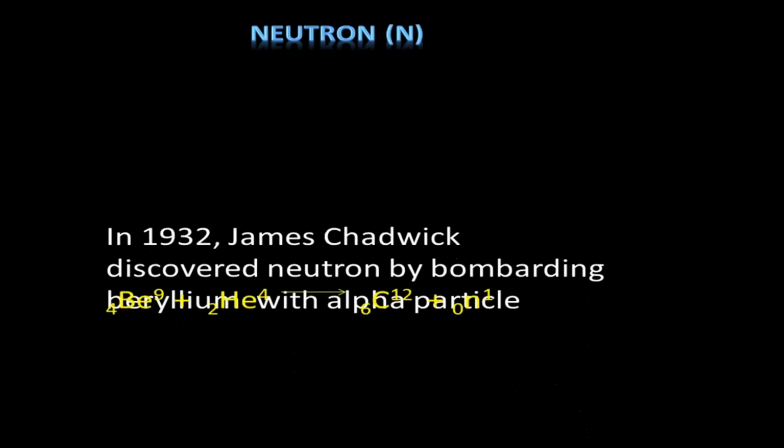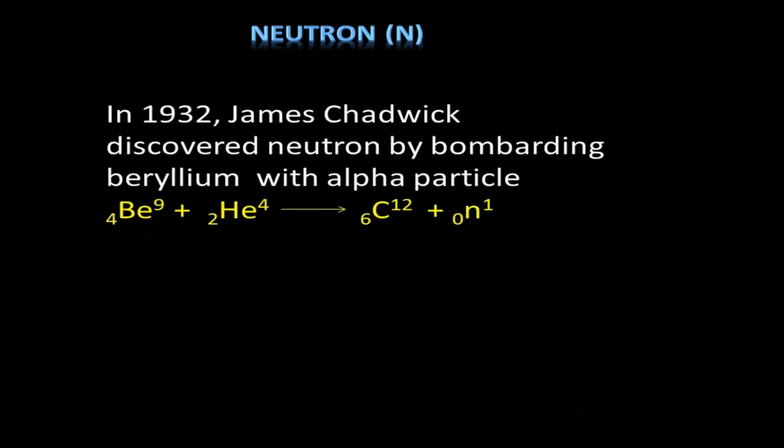Neutron. In 1932, James Chadwick discovered neutron by bombarding beryllium with alpha particle. So the equation is as follows. Beryllium with alpha particle, which is helium, gave him carbon-12 and a neutron. So this is a concept of radioactivity, and this led to the discovery of neutron by bombarding beryllium with helium, that is alpha particle. This gave him neutron.